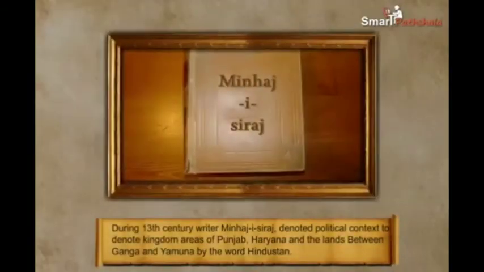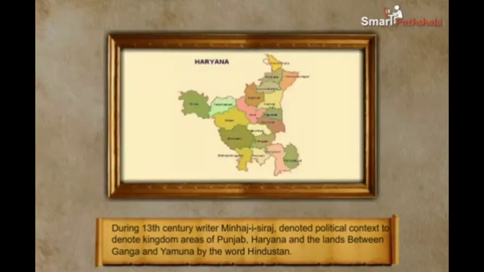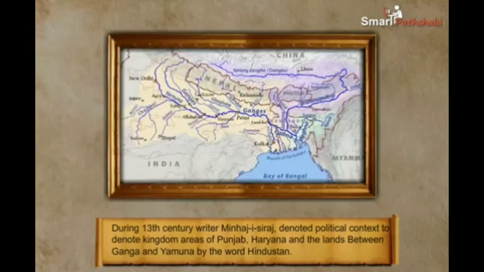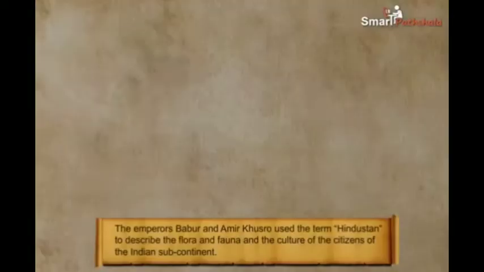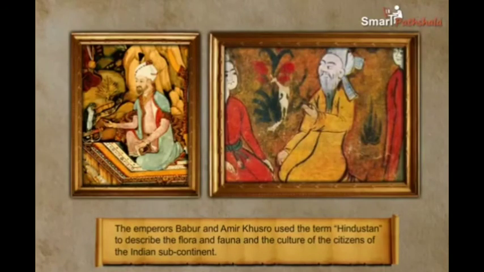Also, during the 13th century, the writer Minhaj-e-Siraj used the word Hindustan in a political context to denote the kingdom areas of Punjab, Haryana and the lands between Ganga and Yamuna. The emperor Babur and Amir Khusro used the term Hindustan to describe the flora and fauna and the culture of the citizens of the Indian subcontinent.